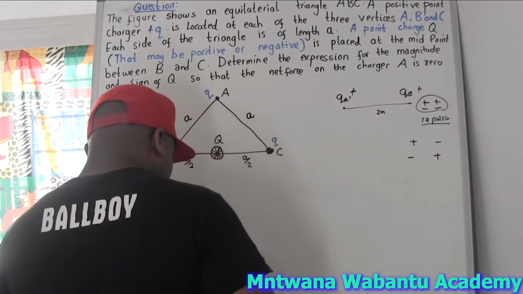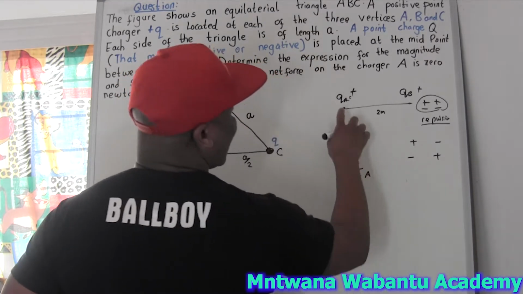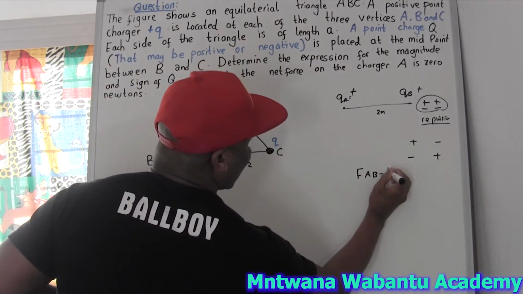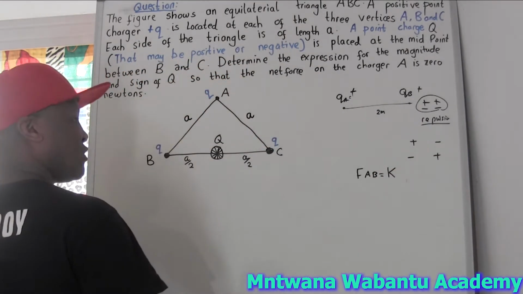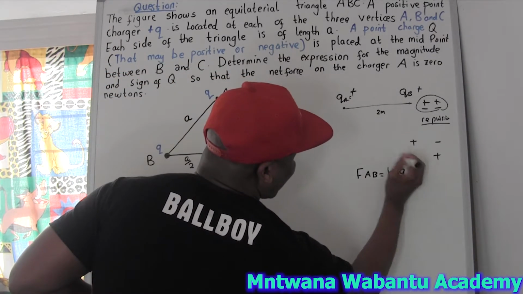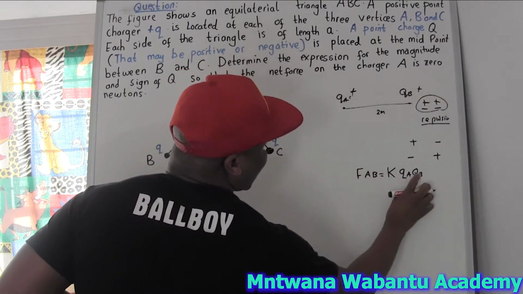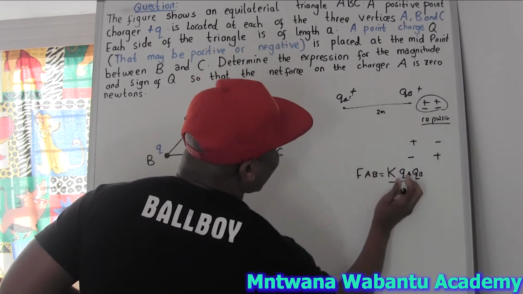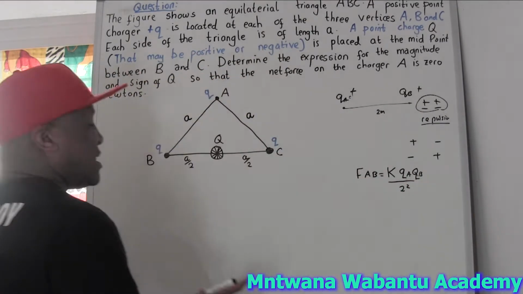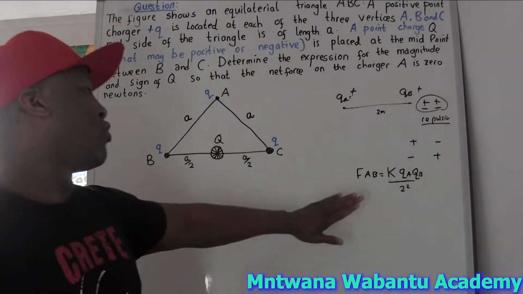So we have a formula. We say the force of attraction or repulsion between the two charges A and B is always K, the constant which is always given, times charge 1, which is charge A in this case, times charge B, over the square of the distance between them. For this case the distance is 2, so it's going to be 2 squared. That's how you get either force of attraction or repulsion. This is the formula I use.